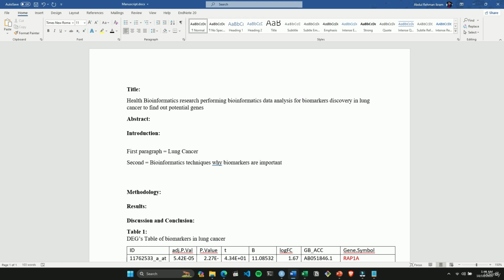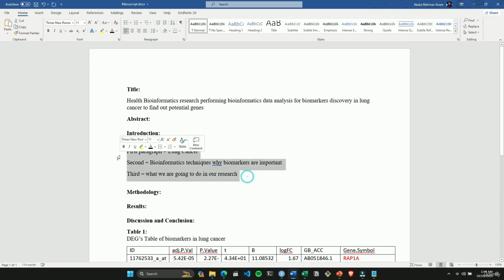After that, we are going to the third paragraph, which will show what we are doing in our research, what we are going to do in our research. So after that, the introduction will be done.